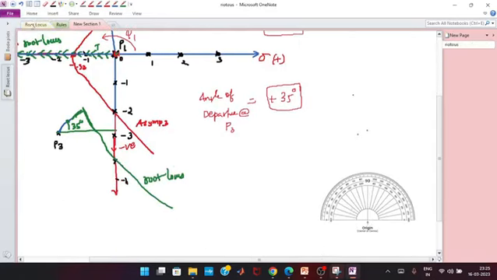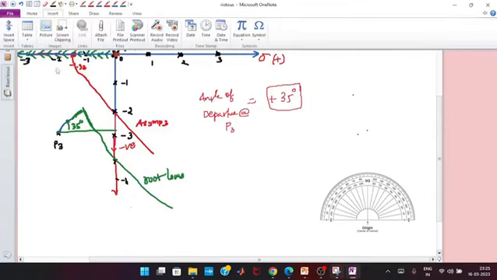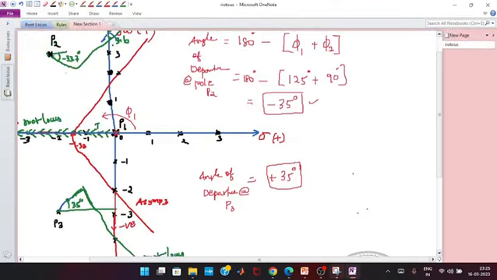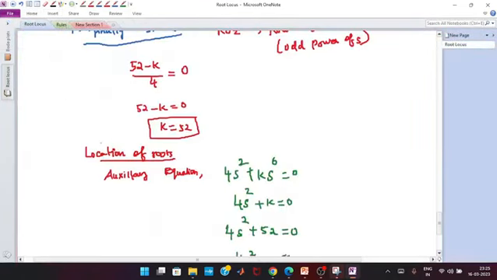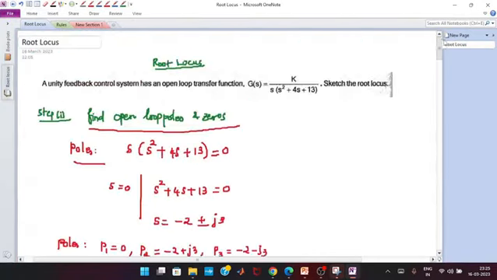So this is how we find the root locus by this method, right? So it is completed. Now the k value is 52. At k value 52 only we are getting the crossover point, right? So this is how we have to find it.